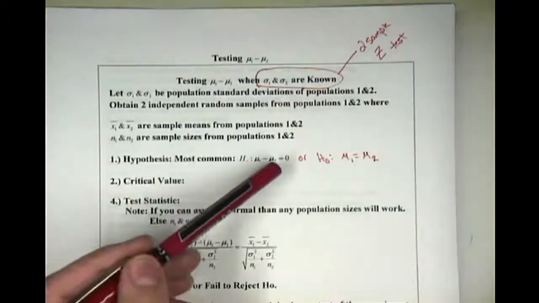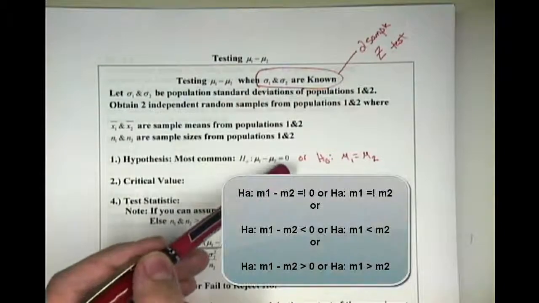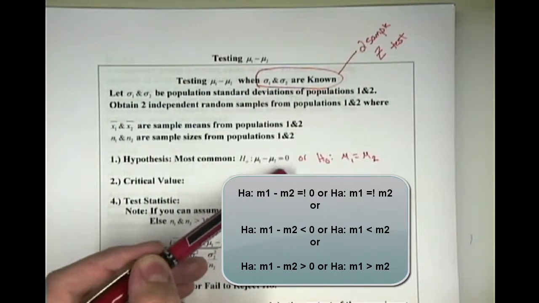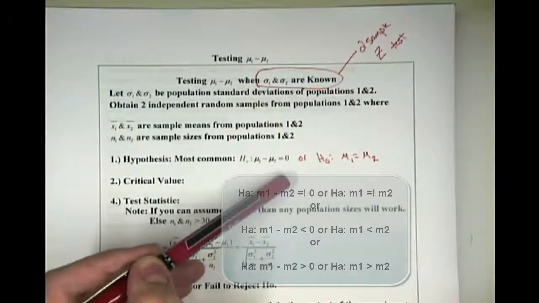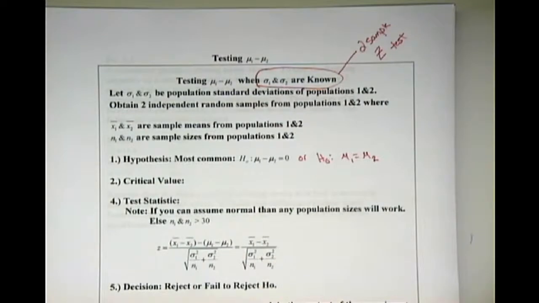The alternative hypothesis, you could have a not equal to sign, meaning they're not equal to one another, they're different from one another. You could have a less than sign, which would imply that mu1 is less than mu2, or you could have a greater than sign, which implies that mu1 is greater than mu2.